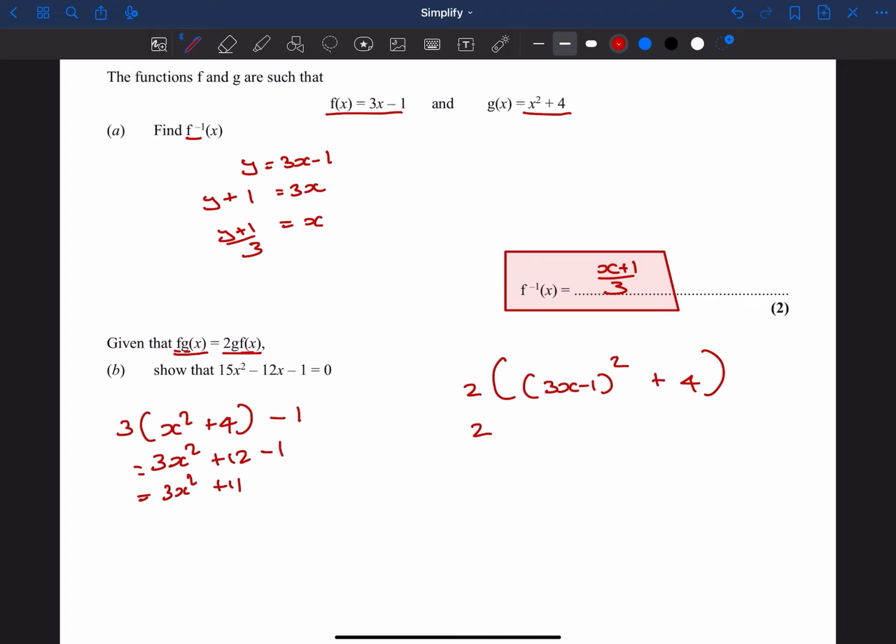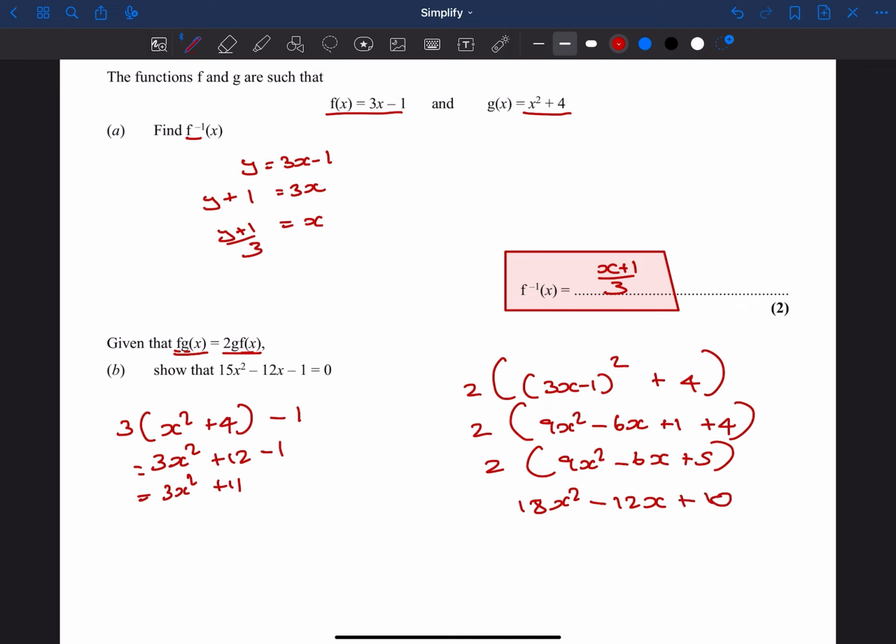We'll keep the 2. If I expand this, you should know the quick way of expanding. 3x squared gives you 9x squared. 2 times minus 1 times 3 is minus 6x. Minus 1 squared is plus 1. Then a plus 4 here. 2 times 9x squared minus 6x plus 5. Multiply it. 18x squared minus 12x plus 10.